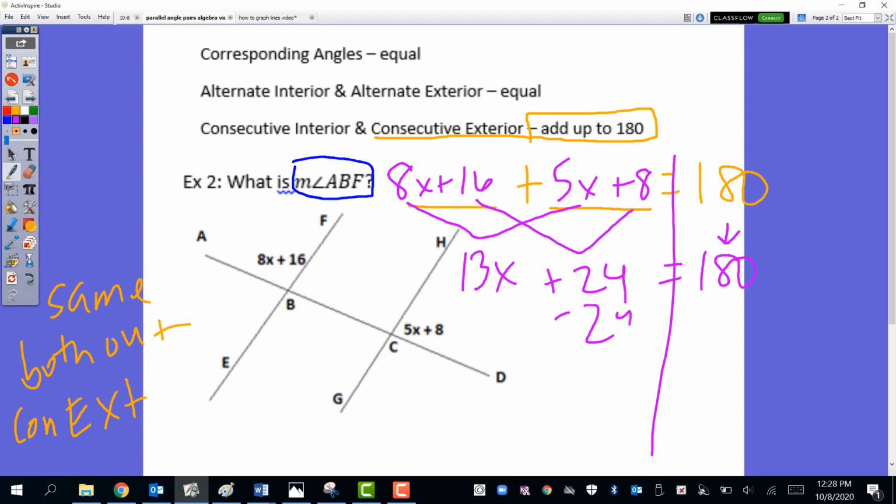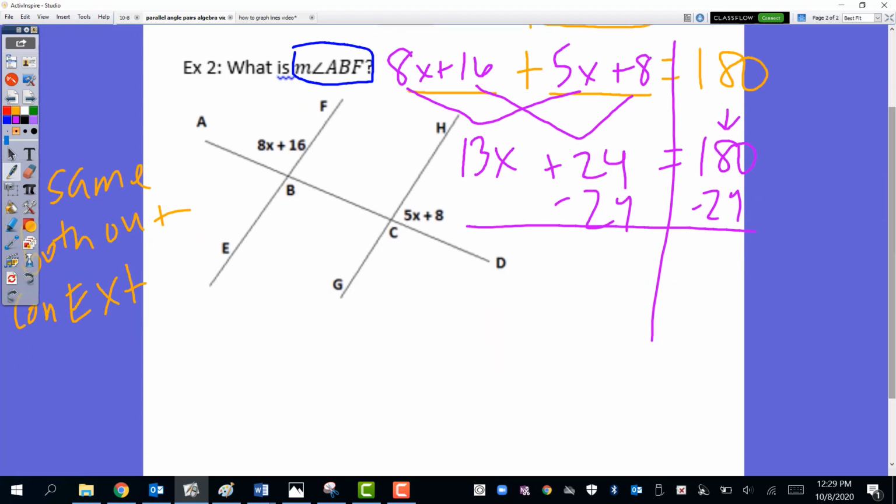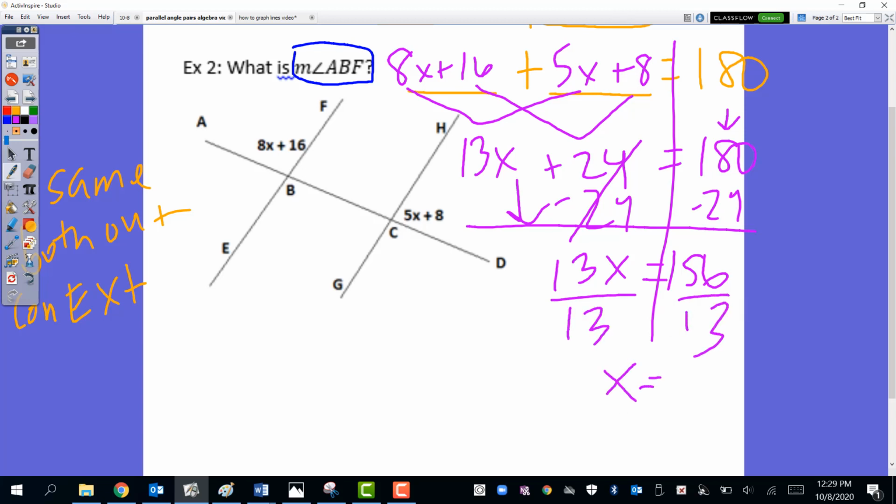I'm going to move 24 to the other side. I got to subtract because I got to do the opposite. 24 cancels. 13x is here. 180, I'm typing it in the calculator. 180 minus 24 is 156. Divide by 13, and I get x equals 12. Does that mean 12 is my answer? No. That means I got to plug it in for ABF.